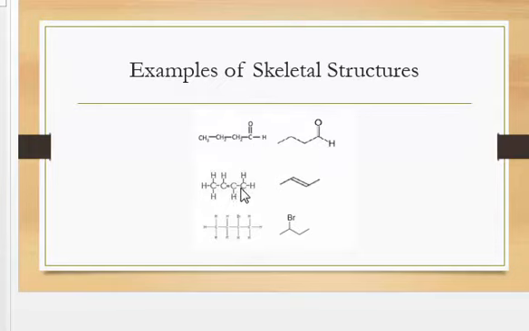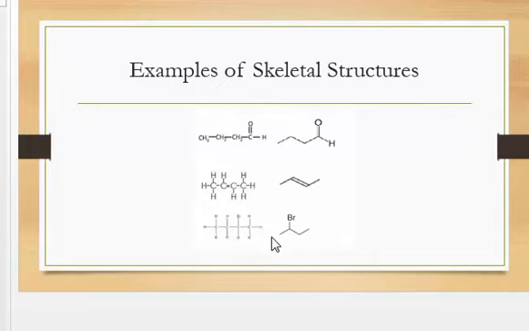The next line structure also has 1, 2, 3, 4 carbon atoms, and there's a double bond between the second and third carbon. Each carbon atom in the double bond has 1 hydrogen atom. The last example also has 1, 2, 3, 4 carbon atoms. The heteroatom bromine is on the second carbon atom. The carbon that is bonded to the bromine only has 1 hydrogen atom.